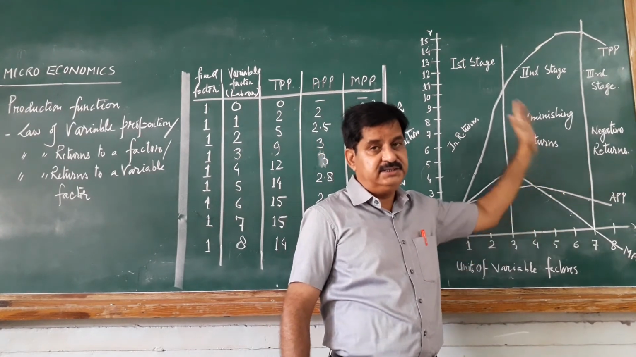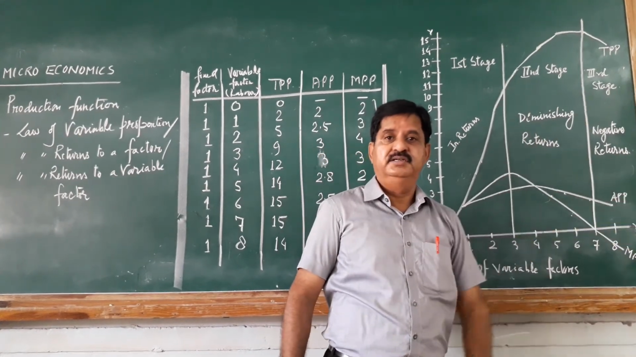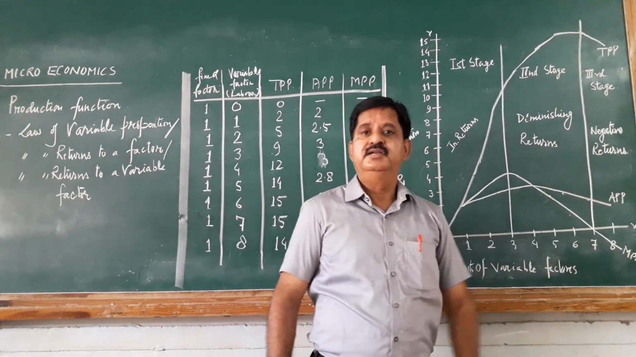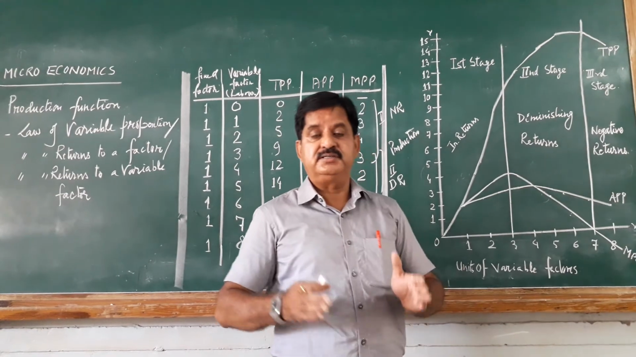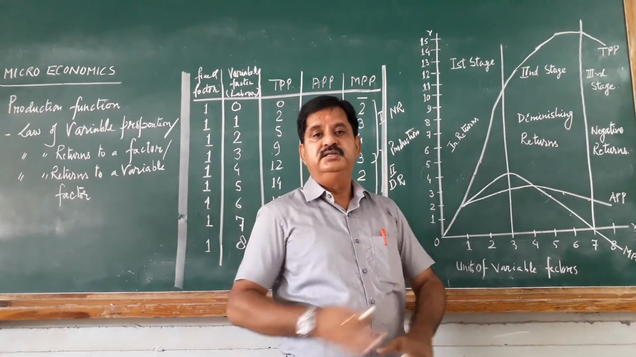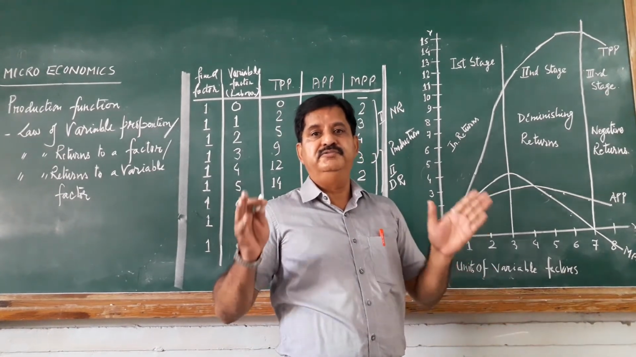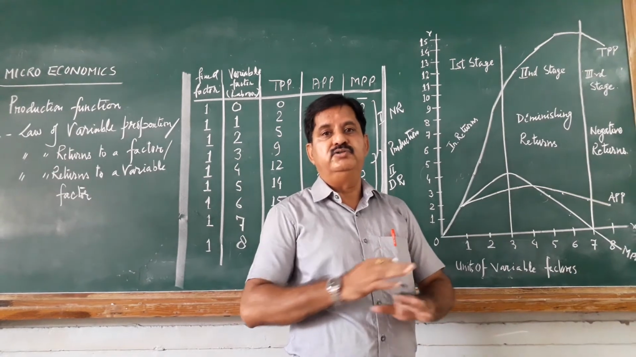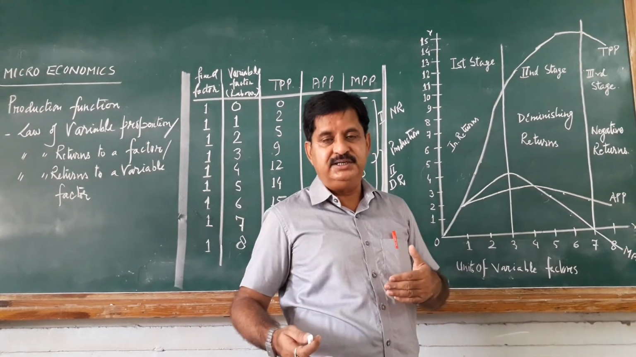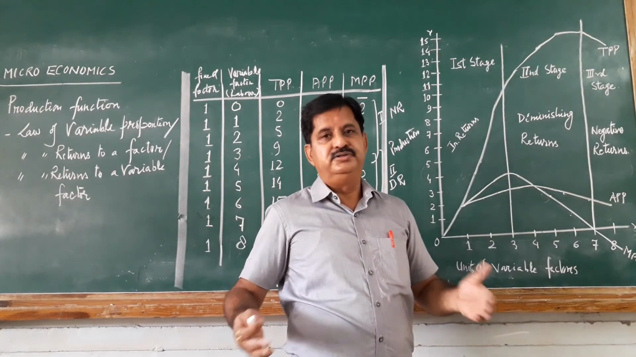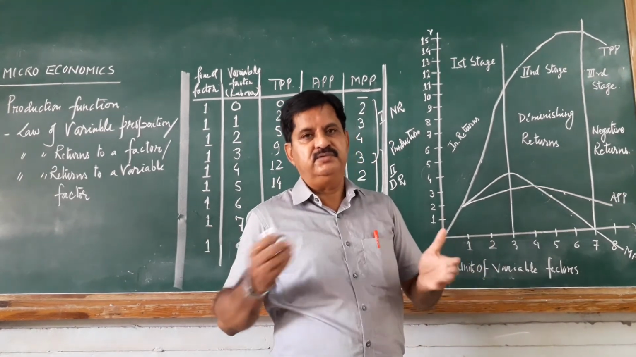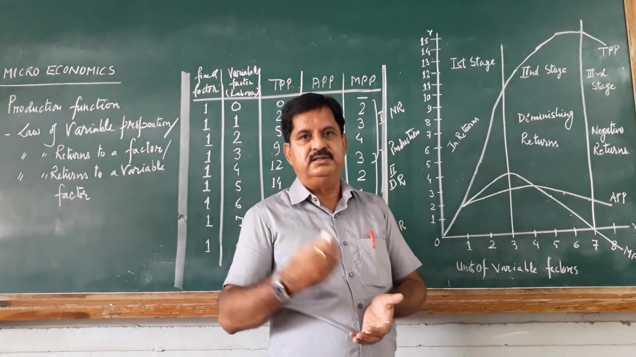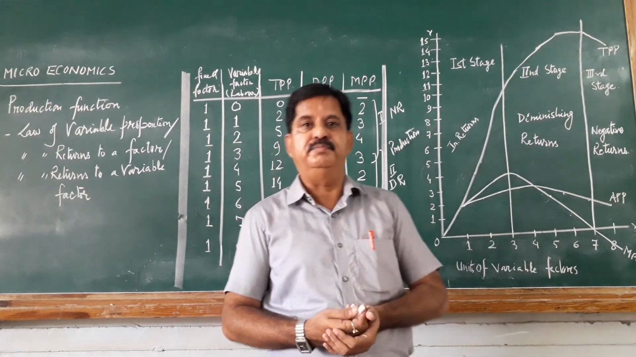In the third stage, the TPP starts falling. The marginal products become negative. Reason is the same. The fixed factors are overutilized. There is no scope for the division of labor. There is no scope for more specialization, and due to which the total production starts falling. This is called the law of variable proportion.